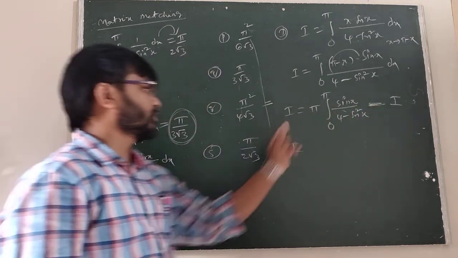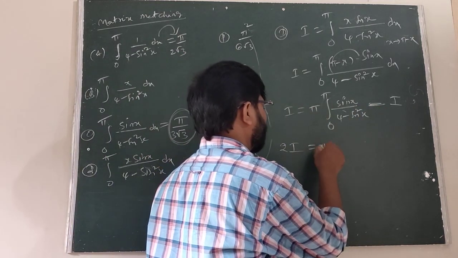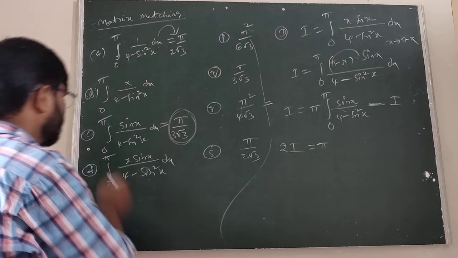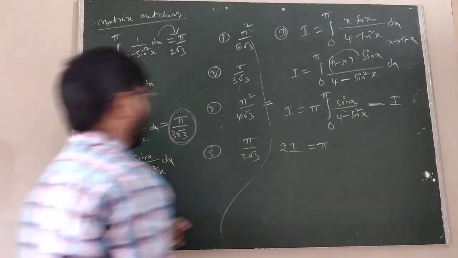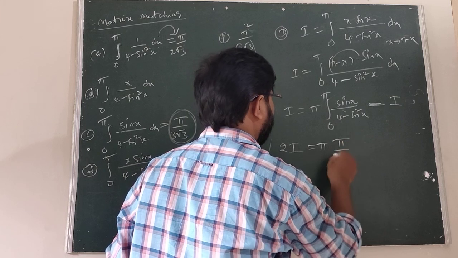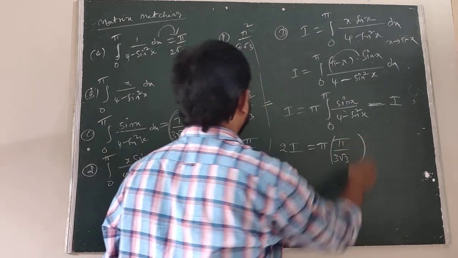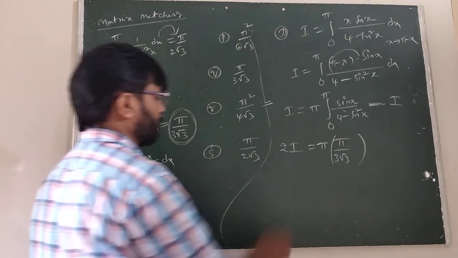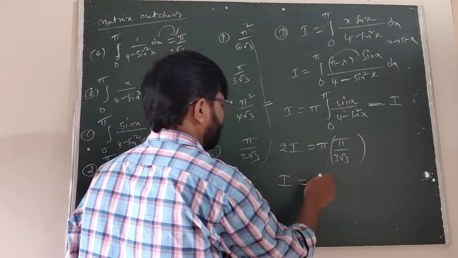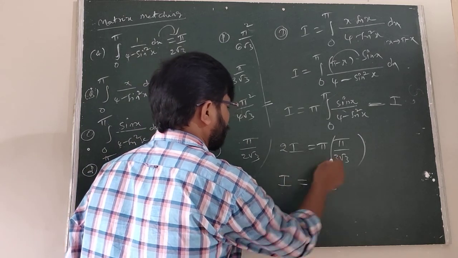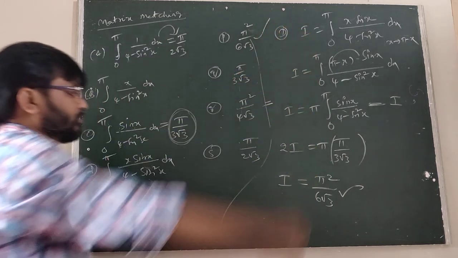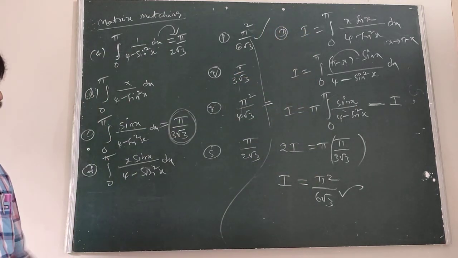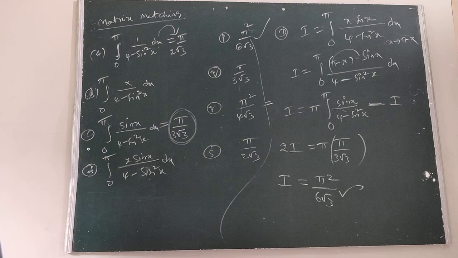Is it clear? Therefore 2I equals pi into, just now we found that the integral from 0 to pi of sin x by 4 minus sin square x dx is pi by 3 root 3. Therefore I equals pi into pi, pi square, divided by 2 times 3 root 3, which is 6 root 3. This is the answer: pi square by 6 root 3.